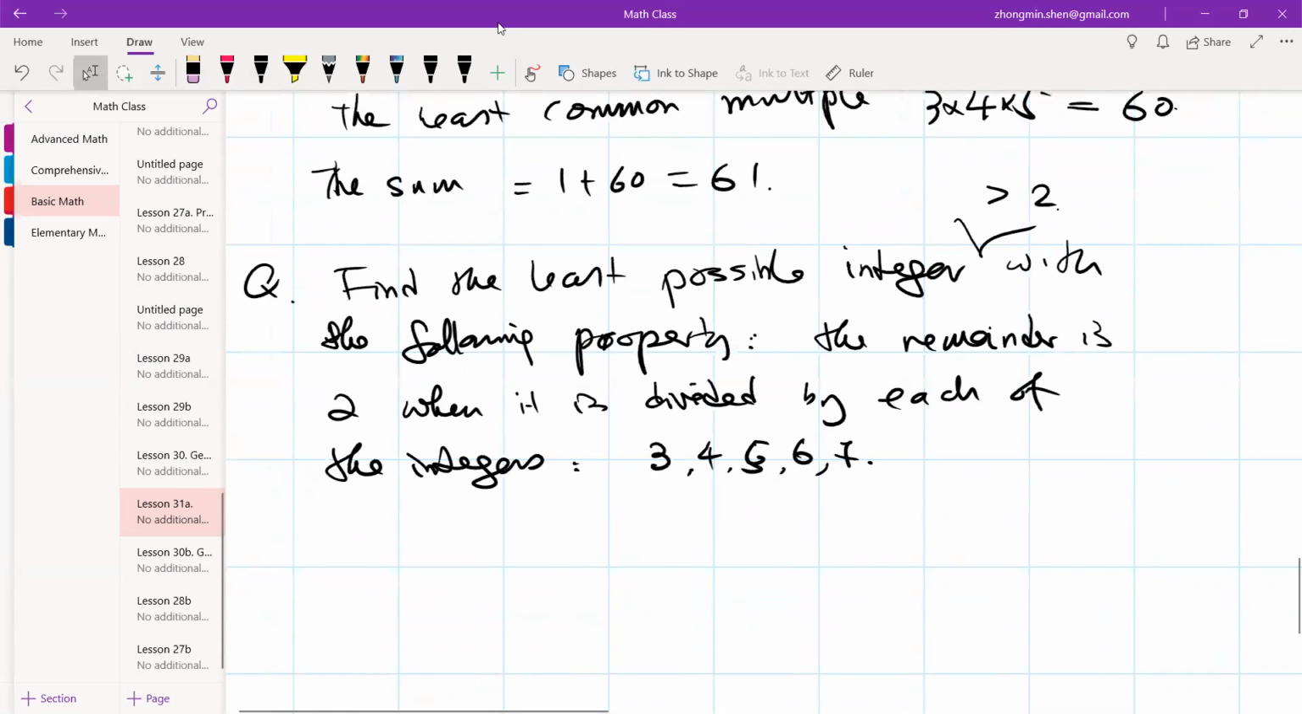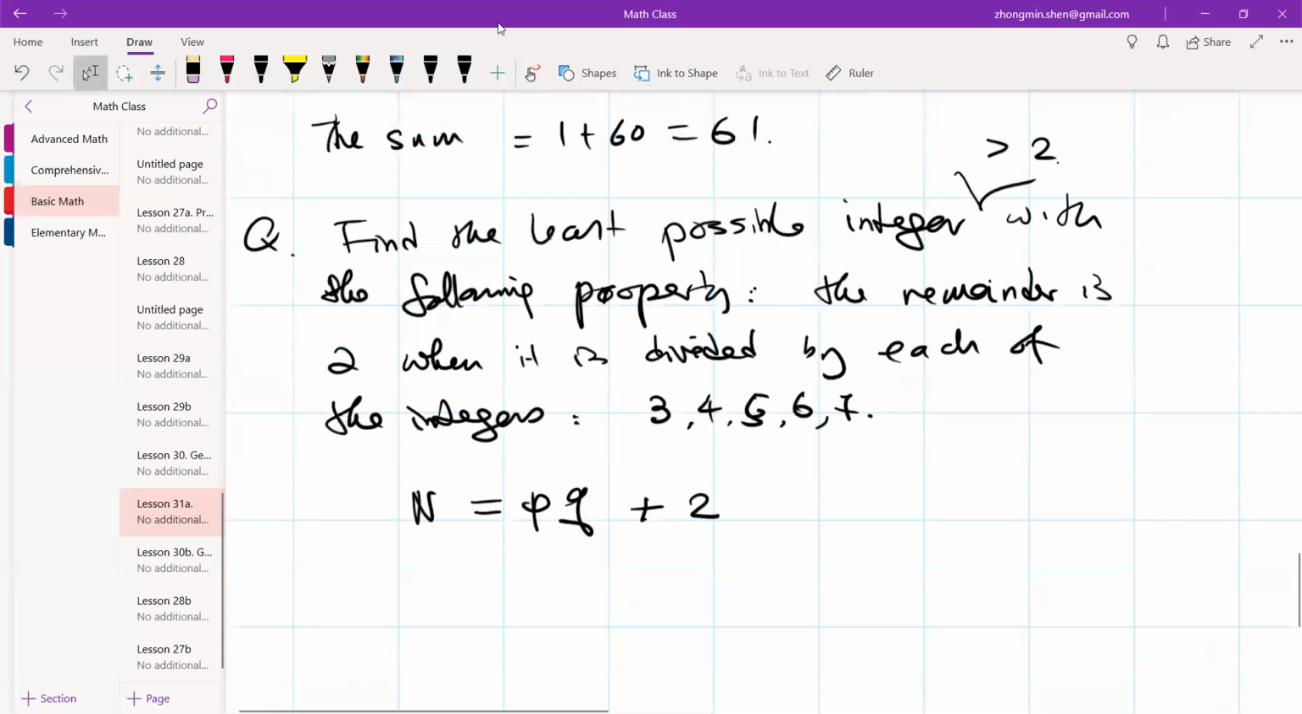Now, how do we understand this type of problem? A number is divided by p, so you have a p and a quotient. The remainder is going to be 2. So this is the remainder, p divided by p being 3, 4, 5, 6, 7, any of these. When the number is divided by p, I'm going to rewrite the general formula.